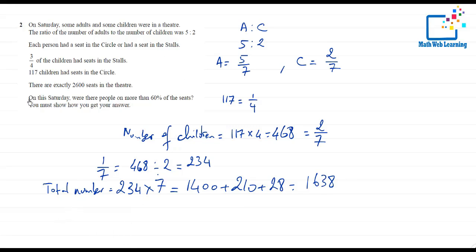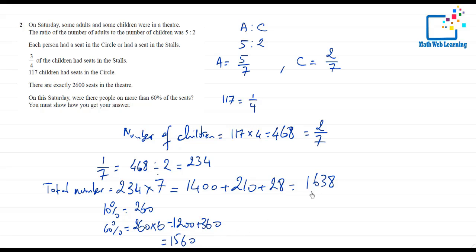Okay, now the question says here, on this Saturday were there people on more than 60% of the seats? The number of seats is 2,600. So let's find what is 60% of that. Well, 10% is 260. So 60% is going to be, if I multiply 260 by 6, that gives me 1,200 plus 360, which gives me 1560.